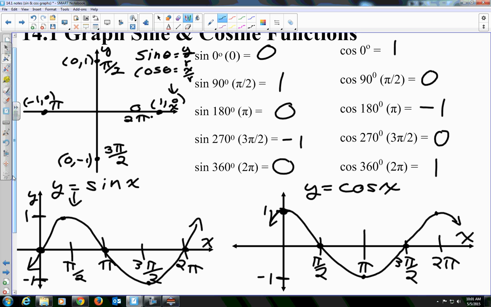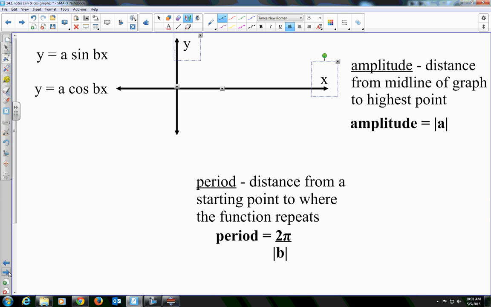Question. Okay, based on what we did yesterday, hopefully that makes some sense. It relates to the unit circle. So what we're going to be working on today is, we're going to play with it a little bit. We're going to have y equals a times the sine of bx. We're going to talk about what a and b represent, and y equals a cosine of bx.